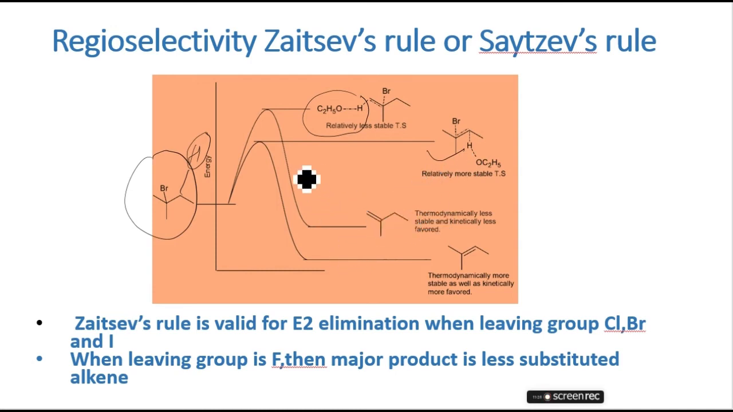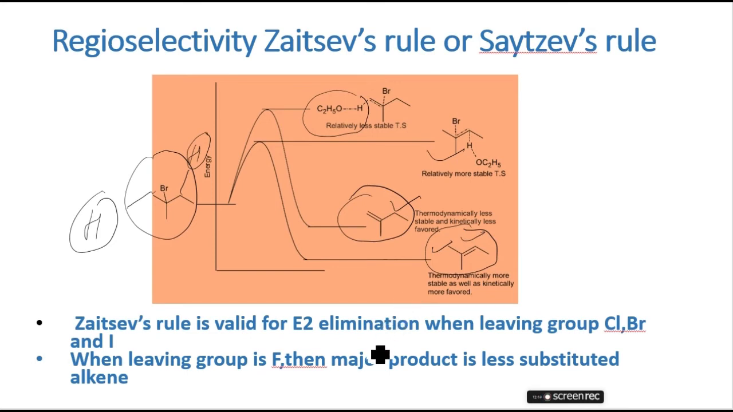Once the product forms by this mechanism, and when this proton is abstracted, this product will be formed. So you can see this is the more stable product by the plus I factor of this methyl, and this is the less stable product. So this is the thermodynamically and kinetically favored product. So the Zaitsev rule says that while the reaction happens by E2 elimination, the major product will be the more substituted alkene.